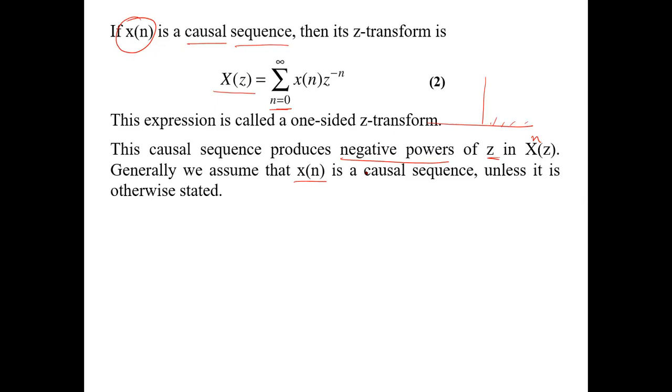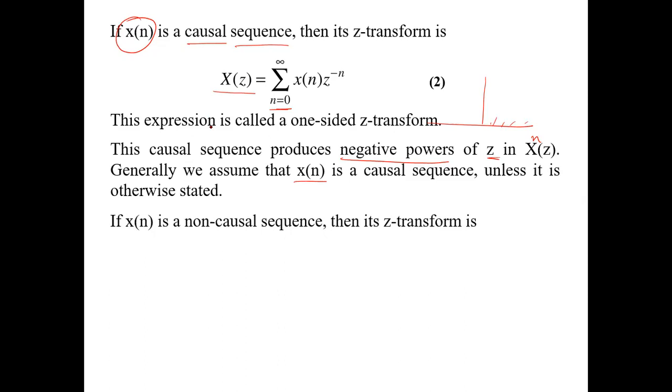Otherwise, if it is not a causal sequence, then it would be described or specified. If it is specified, then we have to take it accordingly. Otherwise, we can assume it as a causal sequence. So all the causal sequences will be available for the past samples, right? We do not have the future samples for the causal sequence.